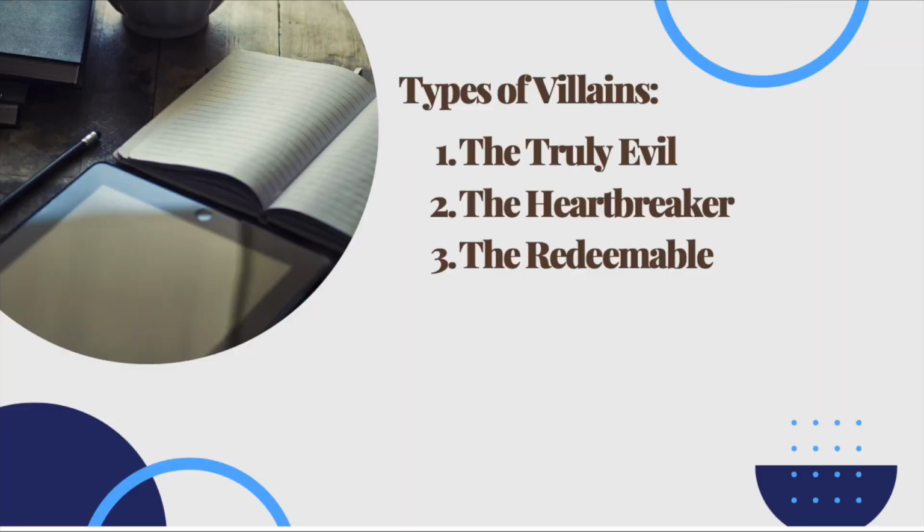And number 3 is the redeemable. Now, this is more common in a series. It can be done in a standalone, but this is the type of villain that is very evil in the beginning, but as they evolve throughout the story, they get to the point where they second guess their choices.